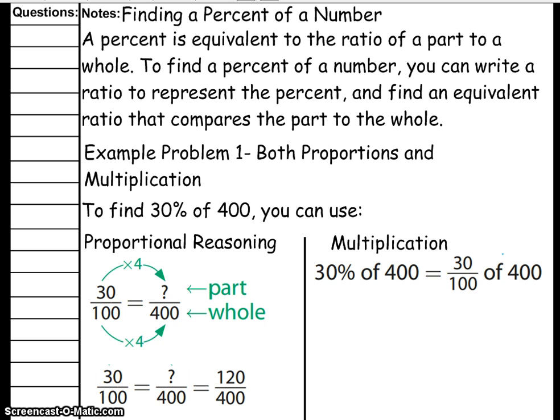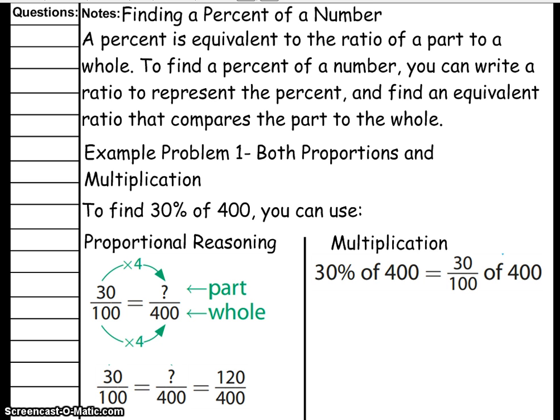Finding a percent of a number. A percent is equivalent to the ratio of a part to a whole. To find a percent of a number, you can write a ratio to represent the percent and find an equivalent ratio that compares the part to whole. So the whole of a percent is always going to be 100. So let's look at example problem 1.